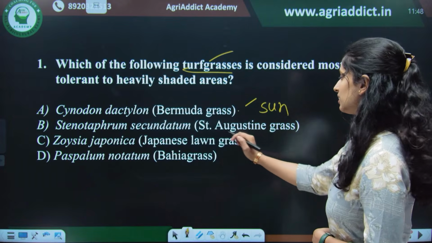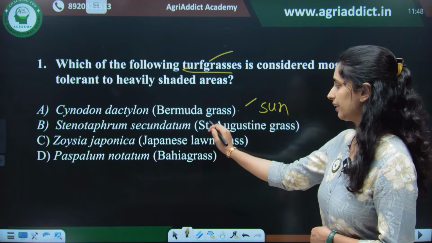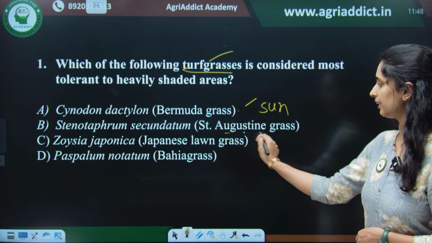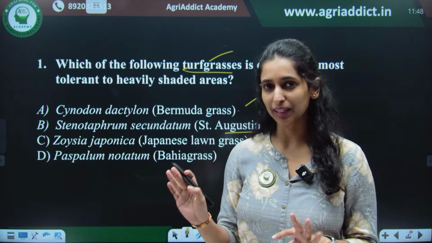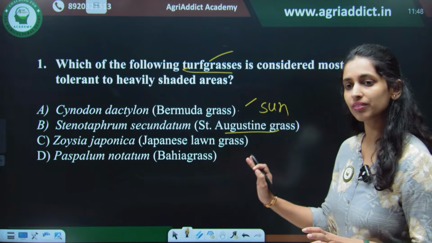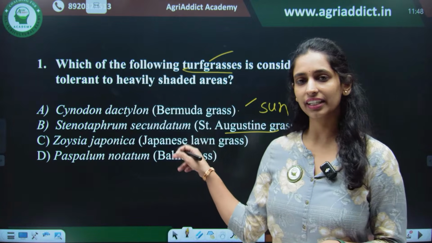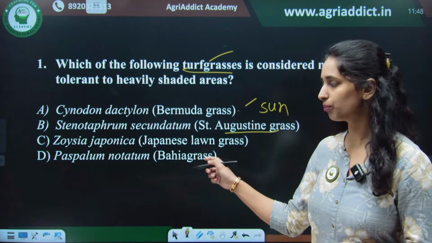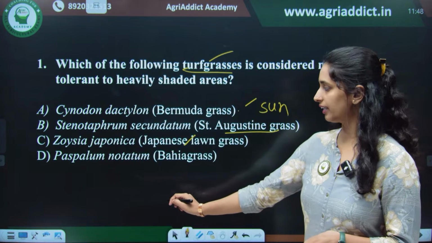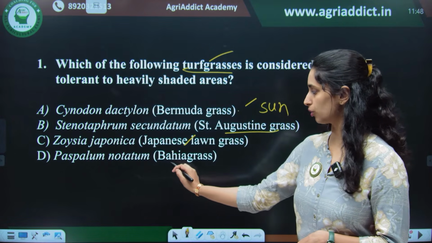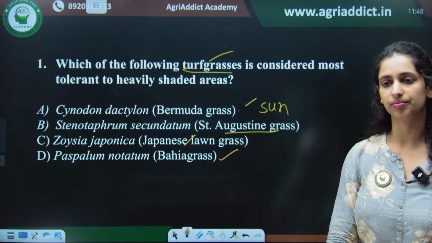Okay. So second option, Stenotaphrum secundatum, that is common name Saint Augustine grass. In floriculture you also have to mug up a little if you don't know. You just remember this. Can anyone guess which is the answer? Third option is Zoysia japonica, that is Japanese lawn grass, and fourth option is Paspalum notatum, that is Bahia grass.